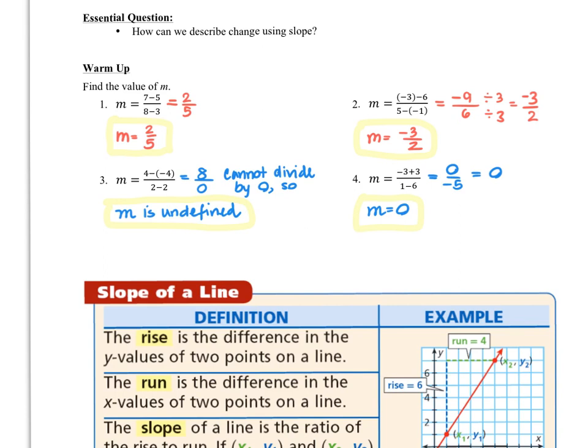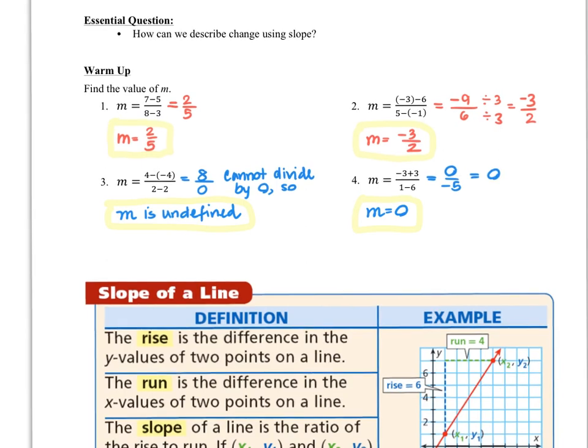Just a reminder that when we're talking about slope, it is much easier to deal with a fraction slope than a decimal value for slope, because we're going to be counting rise and run, and we'll see that in the next box. Also, a reminder on number 3 that we can never divide by 0, so anytime we have a 0 in the denominator, that means the value is undefined. In this case, m is undefined.